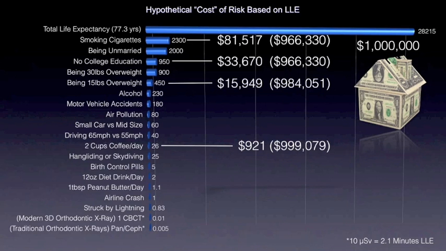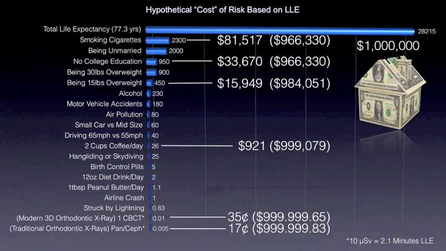Now, all the way down at the bottom of the chart, you can see where our orthodontic X-rays are. The cost for a single cone beam CT is about 35 cents. And for the more common orthodontic X-rays that many orthodontists are using, a pan and a ceph, the cost there is about 17 cents. So current information that's coming across in the literature is really talking about the relative risk between these bottom two numbers.